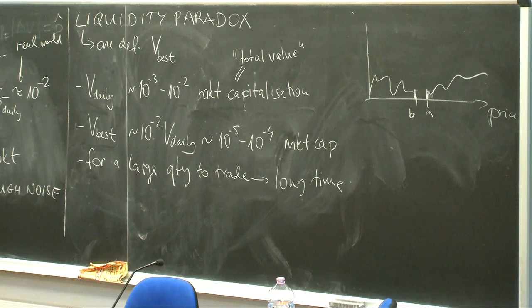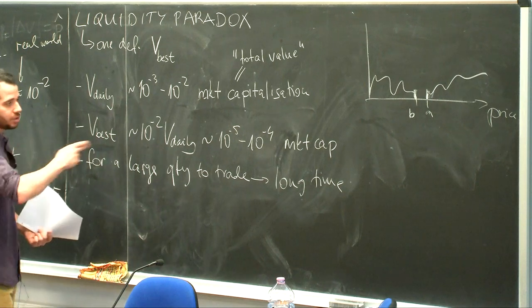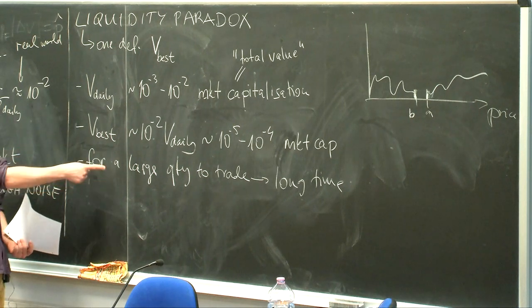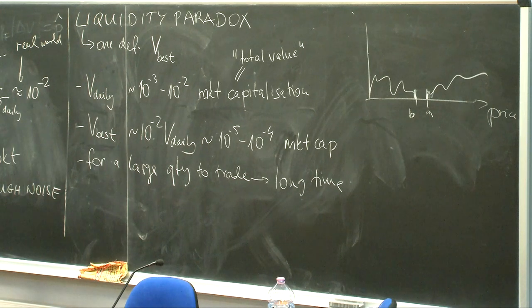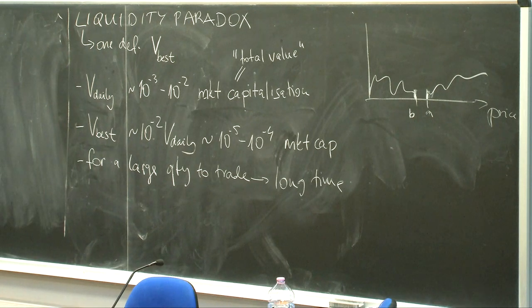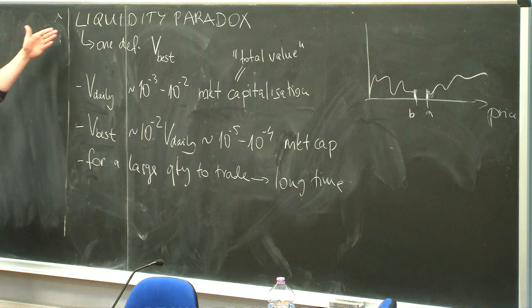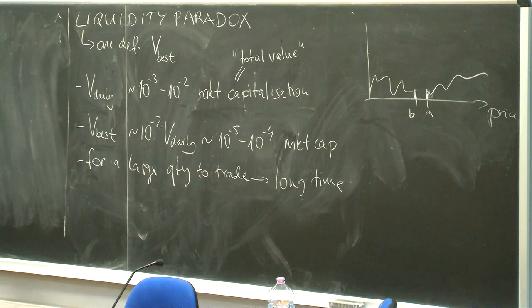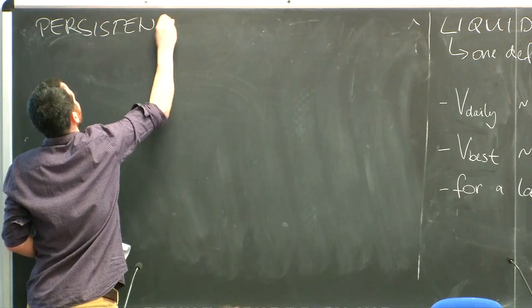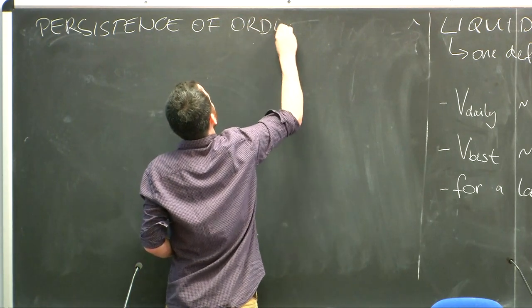And this brings us to the fact that if you look at the flow in the market, the number of trades, number of buys and number of sells in time, there is a very, very long range persistence, which is most probably due to the fact that people are doing the same thing for a long time. So what I want to show you, as an answer to the liquidity paradox, is that because of low liquidity available in the market, you cannot have all information at any given moment built into the price. So what I want to discuss is persistence of the order flow.